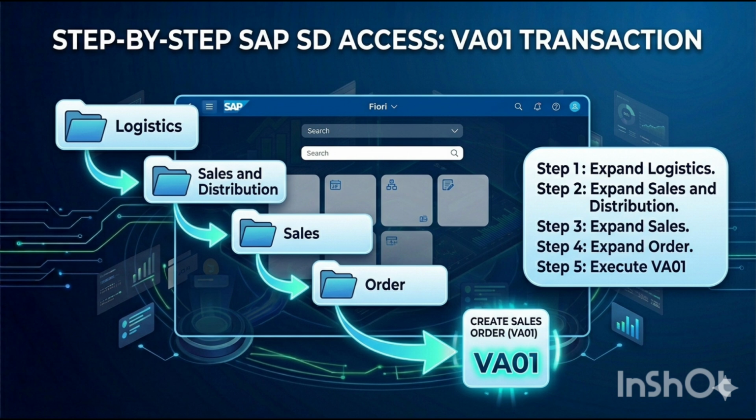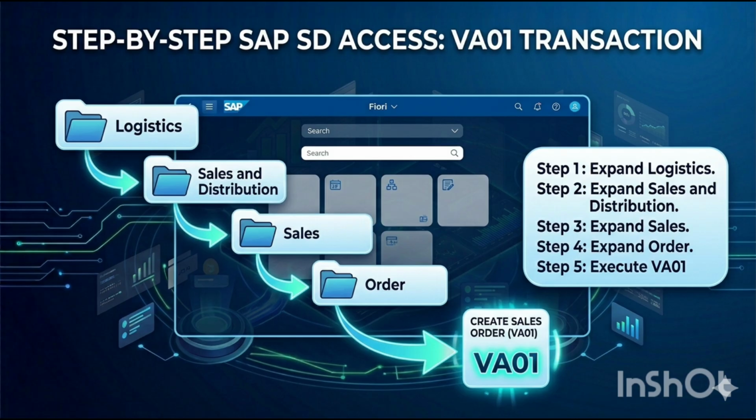After entering VA01, the system opens the initial screen where you must provide key organizational data. Always double check that you are using the correct order type. OR is the standard for a normal sales order.